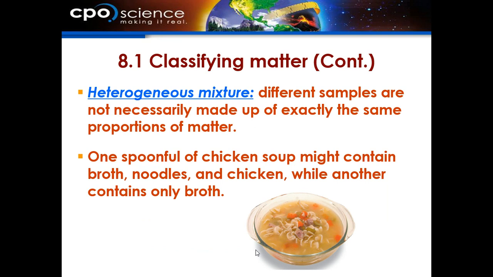Versus a heterogeneous mixture, that would be like chicken noodle soup or a chocolate chip cookie or Lucky Charms. If I'm eating Lucky Charms, sometimes I get a bite or a spoonful that has a whole bunch of marshmallows, and sometimes I get those cardboard pieces that taste like cardboard that my 2-year-old son won't eat. That's a heterogeneous mixture. Not every bite is the same. They're not mixed evenly throughout. Different samples are not necessarily made up of exactly the same proportions of matter. One spoonful of chicken soup might contain broth, noodles, and chicken, while another might be only broth, right? So it's not the same composition throughout, and that's homogeneous versus heterogeneous mixtures.